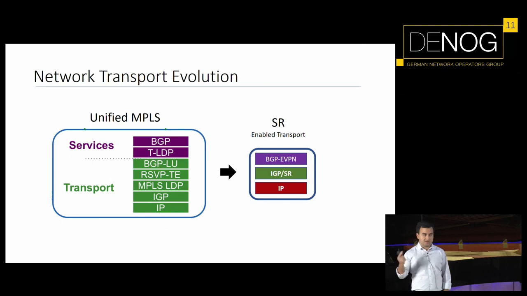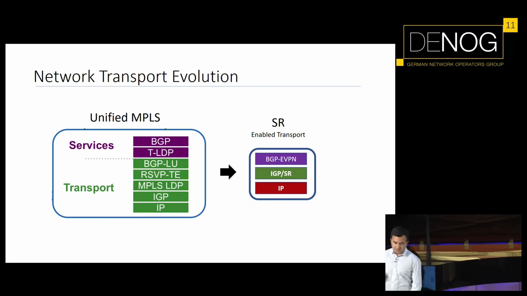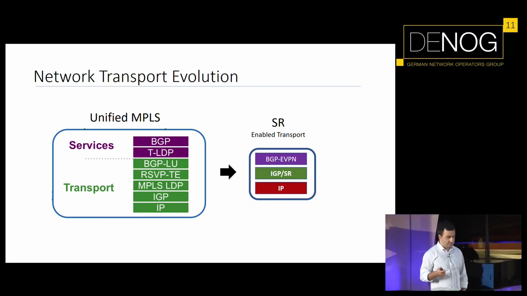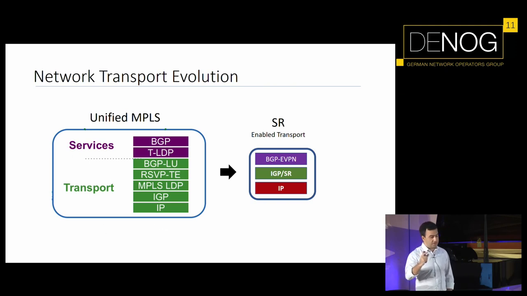And then on top, you might also use RSVP-TE if you do some sort of traffic engineering, bandwidth reservation, or fast reroute. And in some cases, also BGP-LU. Now, BGP-LU is basically RFC 3107, which you will usually use with inter-AS options, right? That's the transport part. Now, for the services part, you'll usually use BGP, of course. And at some points, also a targeted LDP session in case you have some sort of, let's say, pseudo-wire, so point-to-point layer 2 VPN connections.